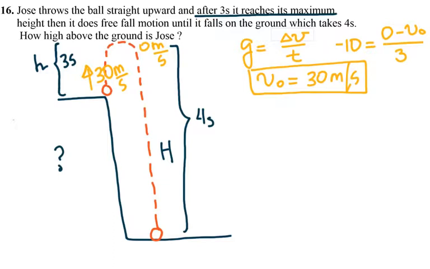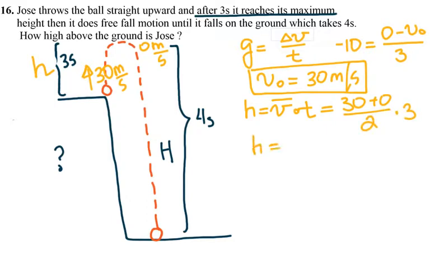Now I can calculate the height. So I'm going to make this in yellow as well. I'm going to calculate this height. The height is average velocity times the time. Initial is 30. Final on the top is 0. Divided by 2, took 3 seconds. So this height is 45 meters.